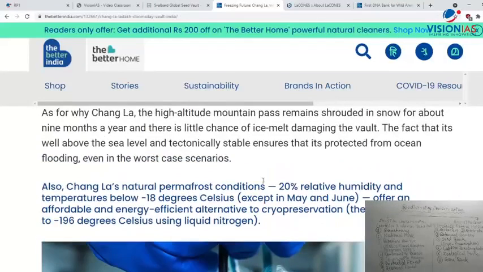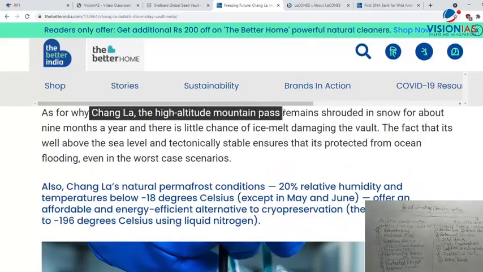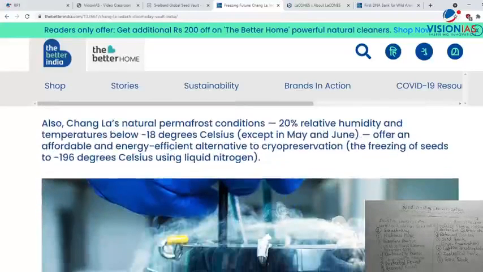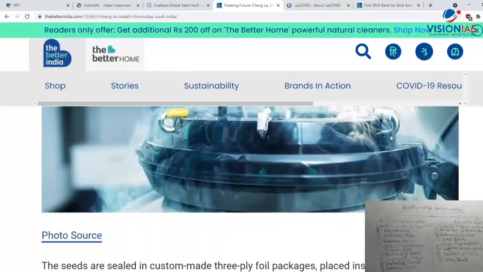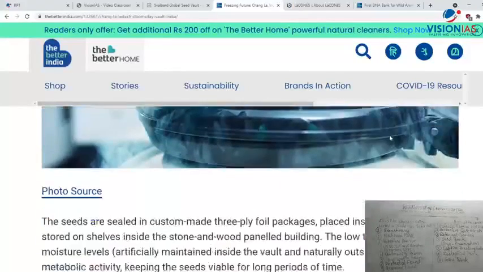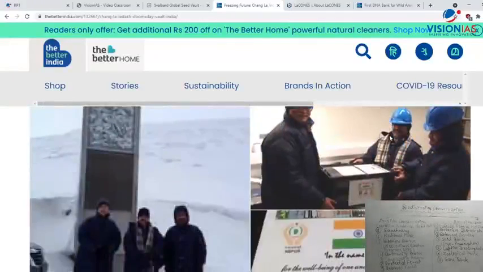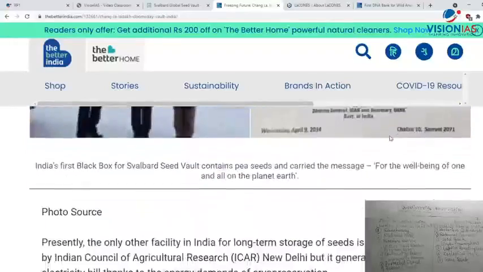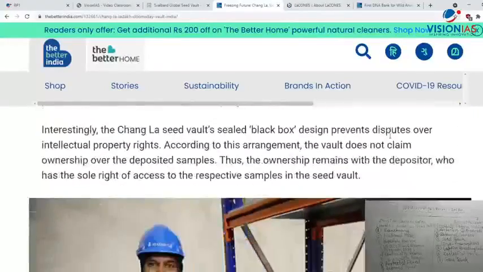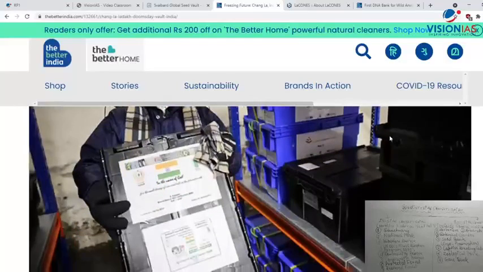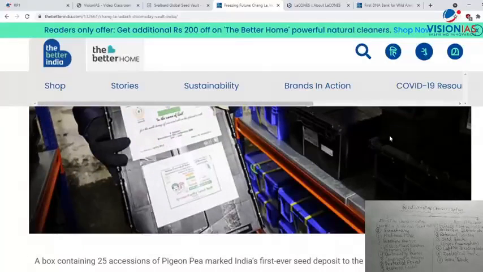Changla is a high altitude mountain pass. It remains shrouded in snow. So there naturally the temperature is very, very low, minus 18 degrees Celsius, where the seed bank is kept. So all these are kept there, and you can see here this is where seeds are now conserved. This is the black box which you can see, conserved there in the seed bank, and we have given seeds to Svalbard also.